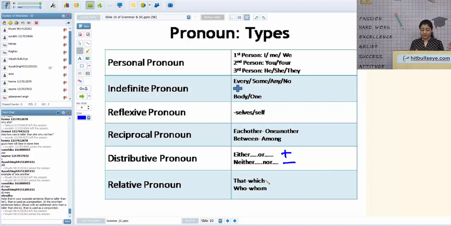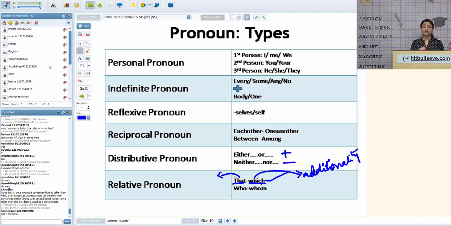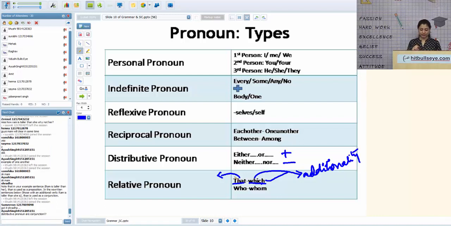The difference between that and which is that "that" talks about a direct relationship, whereas "which" talks about additionality. There is a tiny trick here.